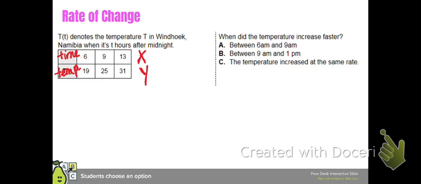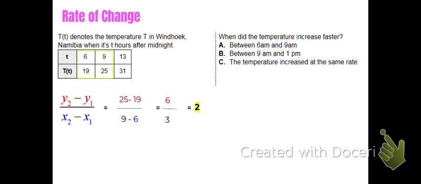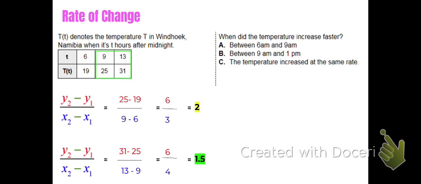Now we're just going to look at 2 pieces of data at a time. Let's look at between the time of 6 and the time of 9, and calculate the slope. Then you can look at between 9 and 13 hours after midnight, which is 1 p.m., and calculate the slope. If you do that, you'll see the slope between 6 and 9 is 2, the rate is 2. The slope between 9 and 13 is 1.5. So which one has a bigger slope? 2. So it's between 6 and 9.